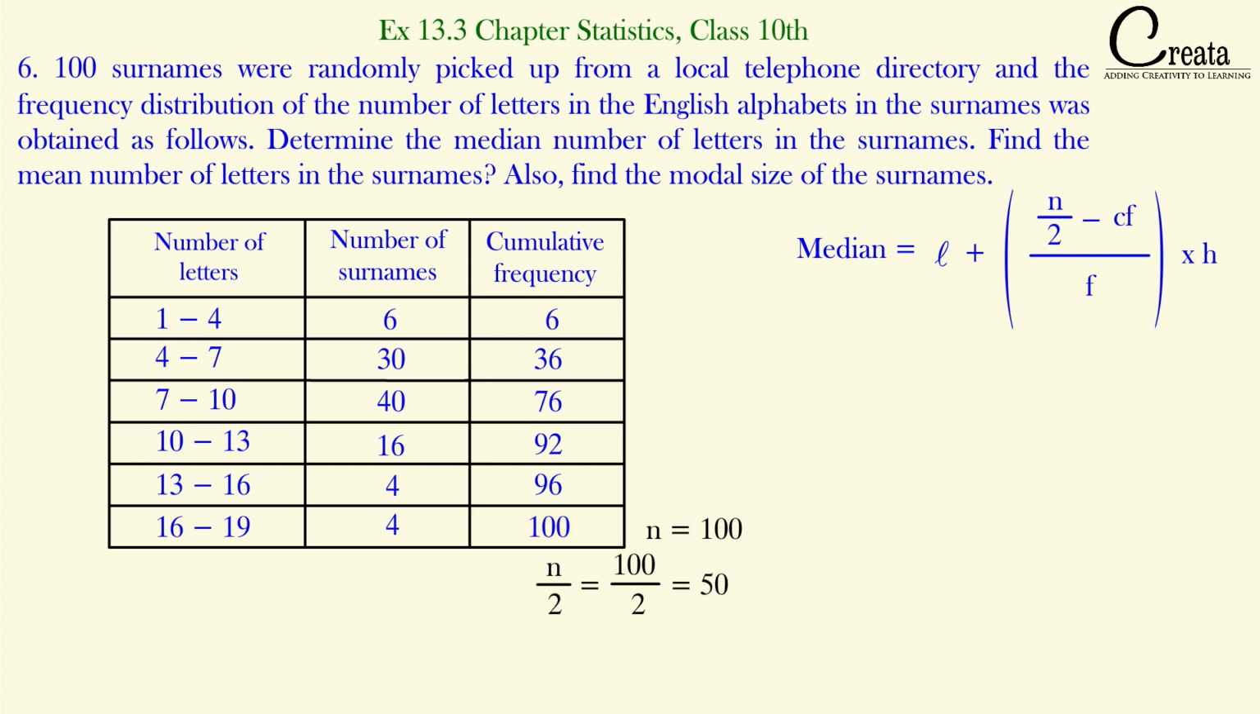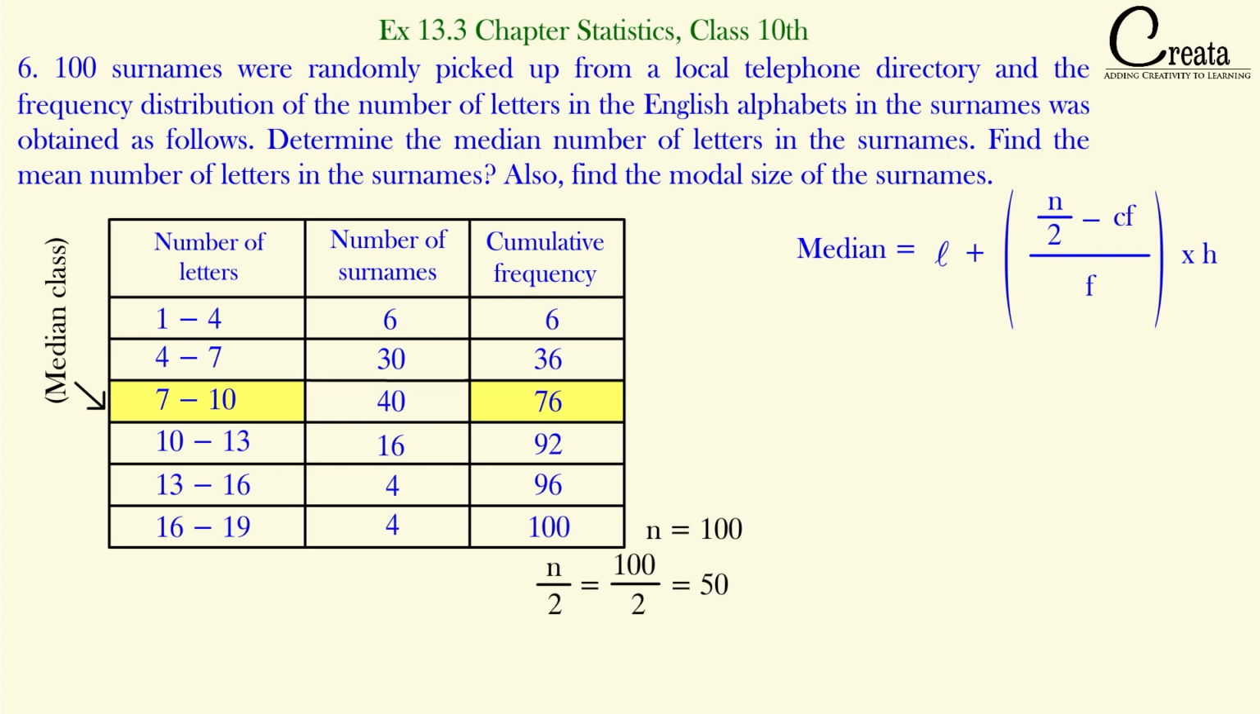Next, we have to locate in which row our 50th observation, or the n by 2th observation, is coming. If you observe, it will come in row number 3. Up to the second row, we have a total of 36 observations. Up to the third row, we have a total of 76 observations. So our 50th observation will come in the third row. So this will be called the median class. The range 7 to 10 is the median class, and our answer, the median, will come in the range 7 to 10.